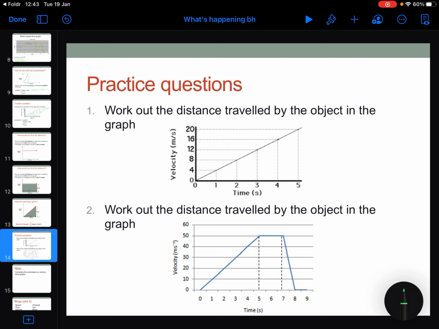So if you can please pause the video and have a go working out the distance travelled by these objects. Now, number 2, just advanced warning, you want to split it up into 3 different areas, 1, 2, and 3. Work out the 3 separate areas and then add them together to work out the total distance. I'll go through the answers in 1 minute.